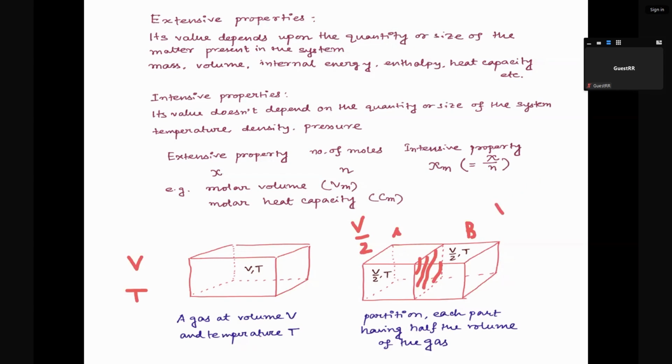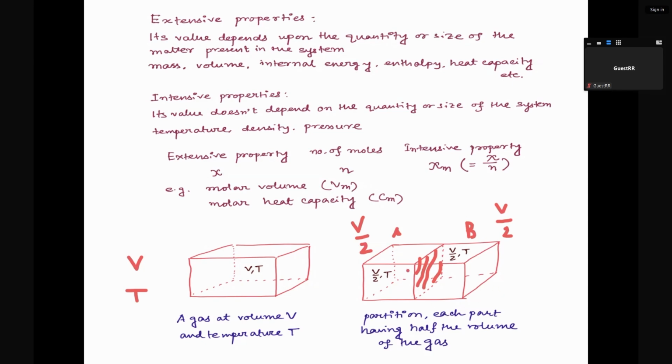And at this half also, the volume will be V by 2. But the gas temperature will not be T by 2 over here. The gas temperature here will be T. At this part also, it will be T. So you see the temperature, which is capital T, its value does not depend upon the amount of gas present in the system, but the amount, that is volume or capital V, its value depends upon each half, or the amount of the system.